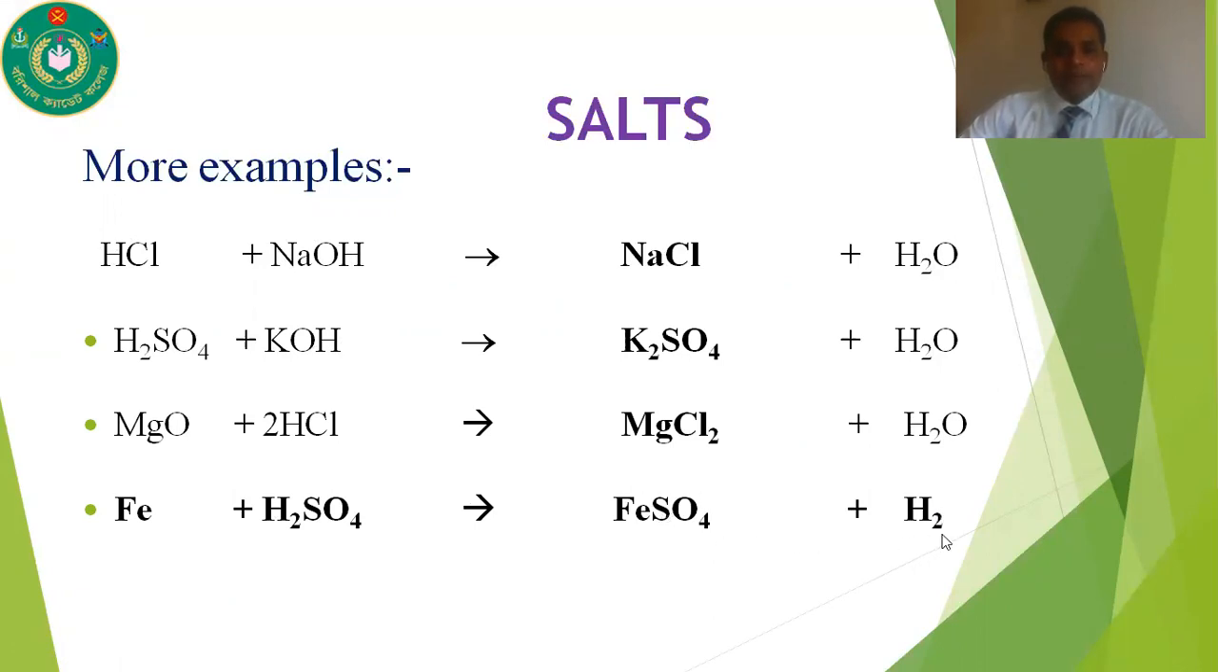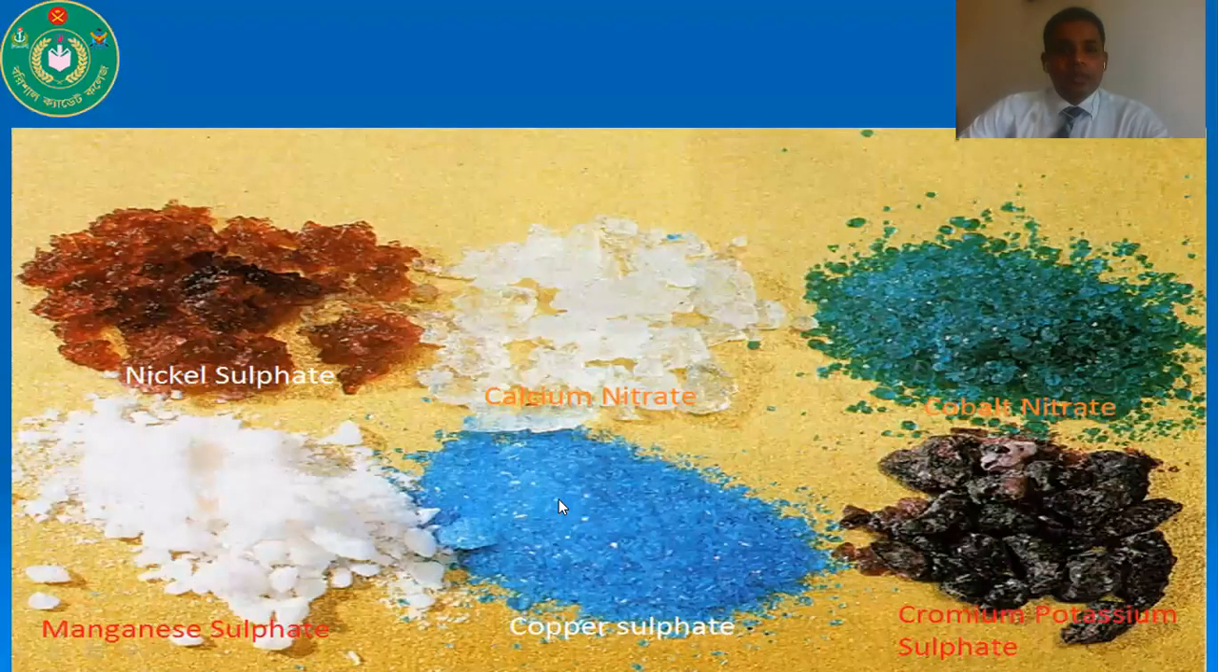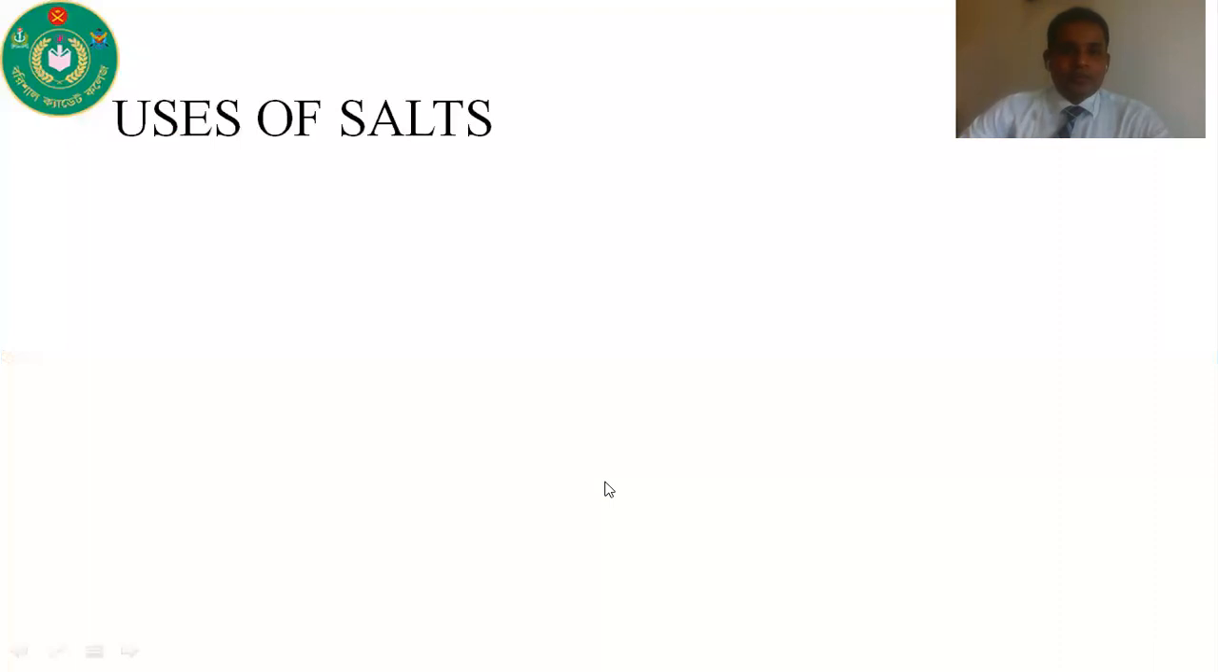That means we can say that when an acid reacts with a base or carbonate or a metal, the resulting substance is called salt. Here are some examples of salt: nickel sulfate, calcium nitrate, cobalt nitrate, manganese sulfate, copper sulfate, chromium potassium sulfate. These are the examples of some salts.